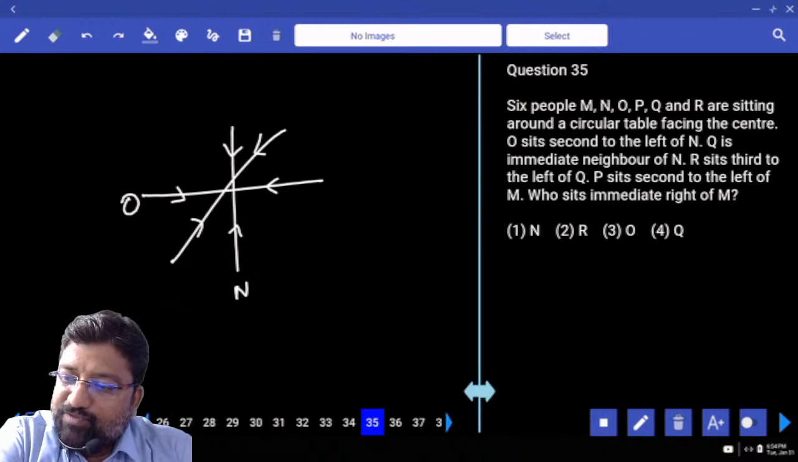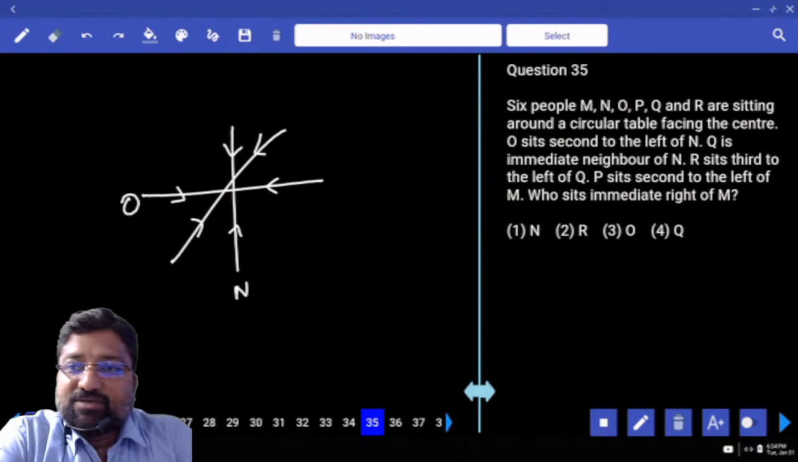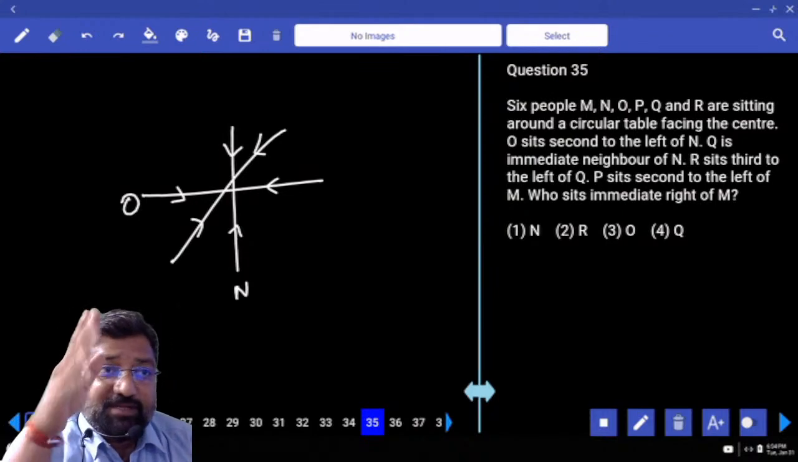Q is immediate neighbor of N. R is third to the left of Q. Now I'll tell you another important point here.